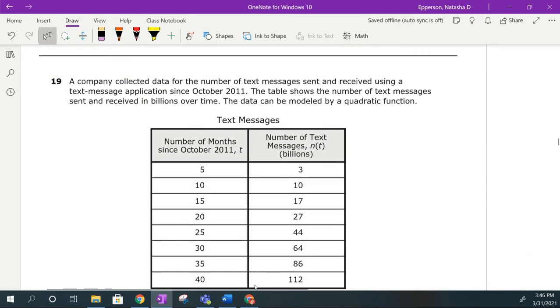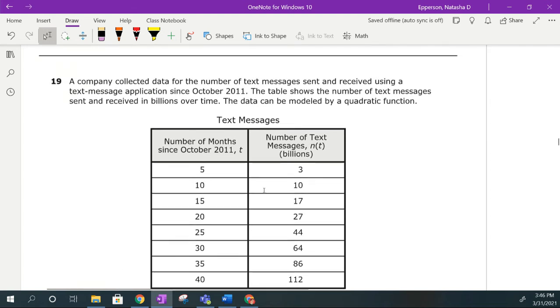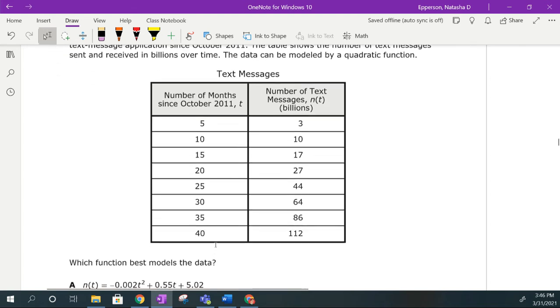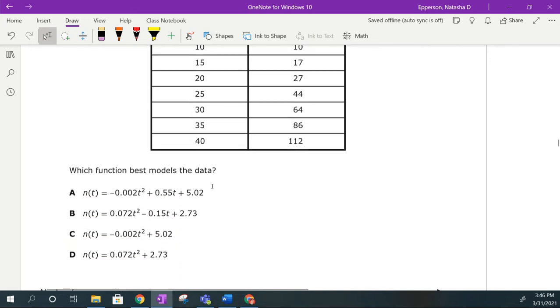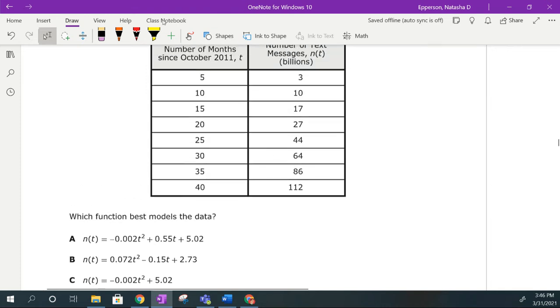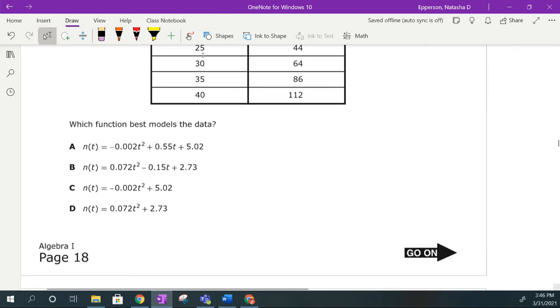Number 19, we are going to have to use our handy dandy calculator because we have a table list of values. This is the number of months since 2011. And then this is the number of text messages. We want to know what is the best model that models the data given to us in this function. So in order to do that, I'm going to use my handy dandy calculator. I got to pull it up.